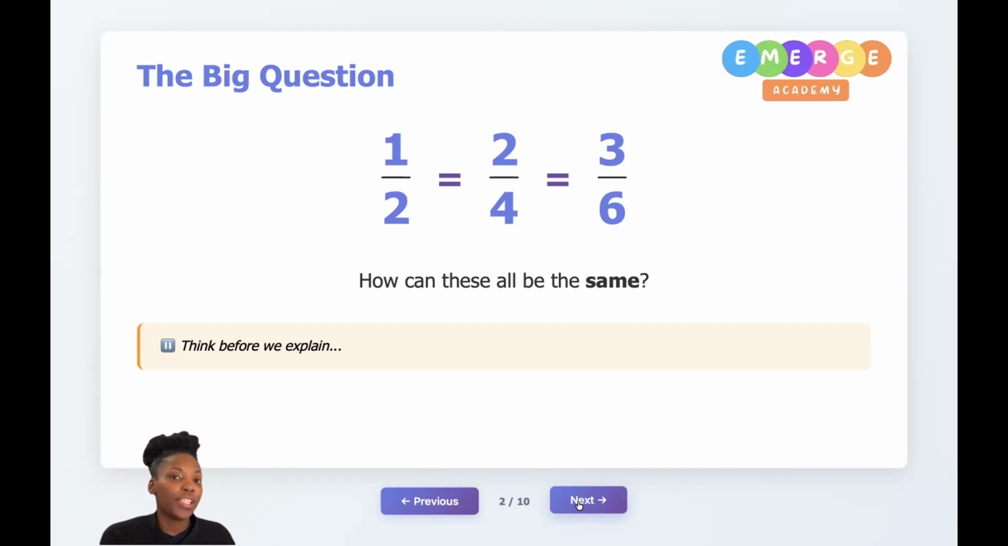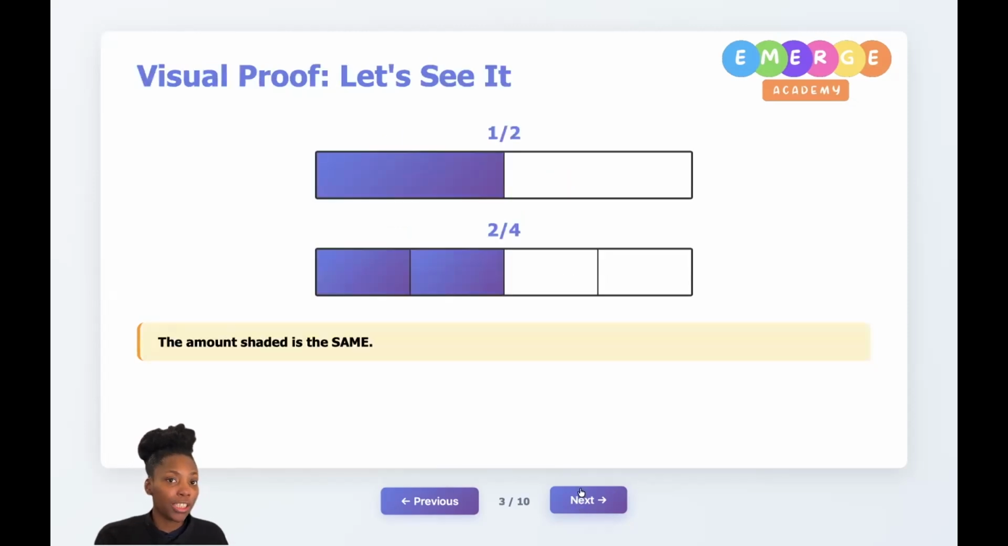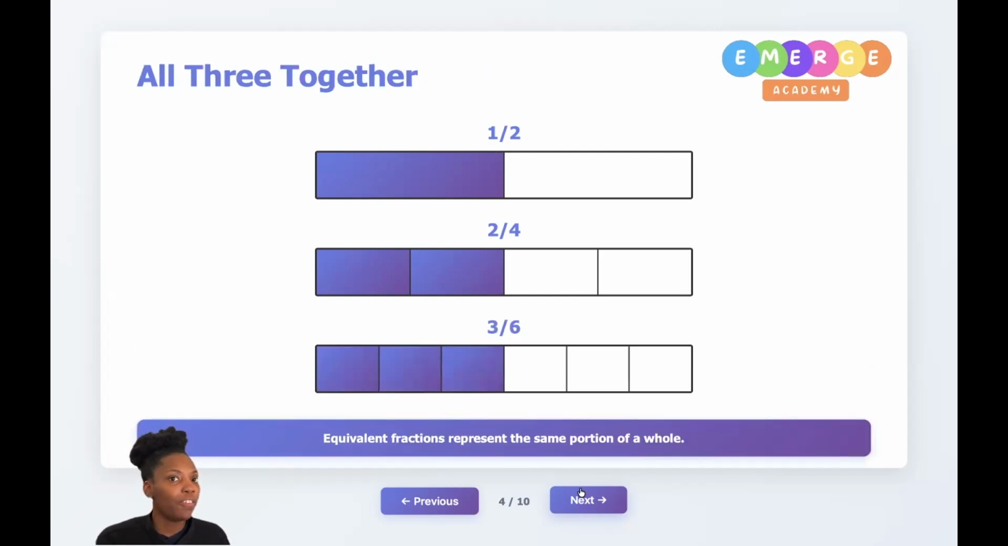So how can all these fractions be the same? Let me explain. So you can see it here. We've got 1/2, and we're comparing it visually to 2/4. The amount that is shaded is the same. So let's add our 3/6. Equivalent fractions represent the same portion of a whole.